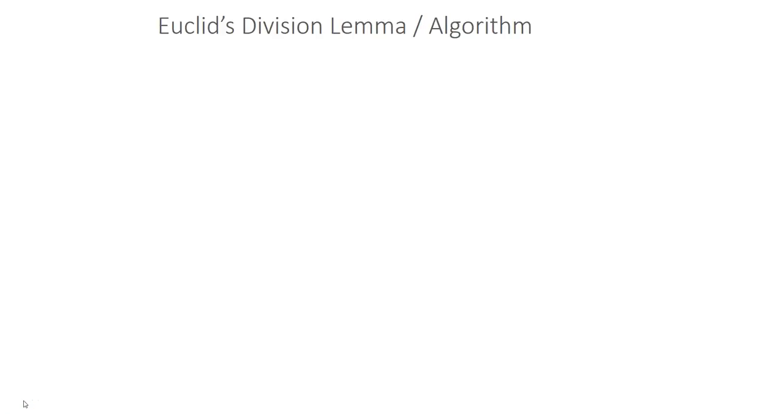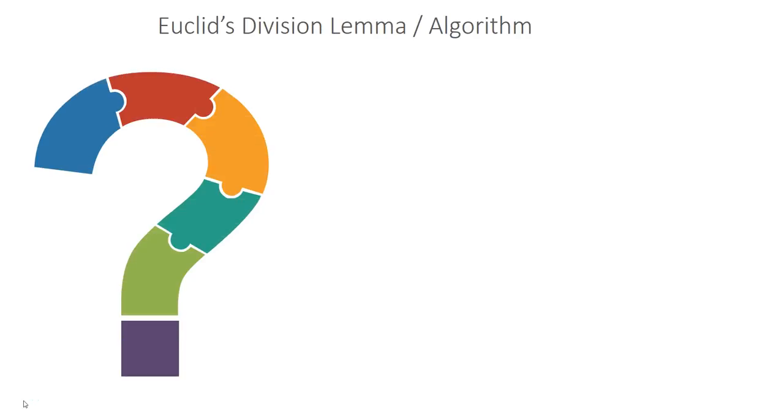In this section, we are going to talk about Euclid's division lemma, which is also known as Euclid division algorithm. What is it? We'll first talk about HCF of two numbers. We'll see how we calculate HCF for two numbers. Then we'll see how we can utilize Euclid's division lemma or algorithm to calculate HCF of two numbers. And then we'll look into some examples.